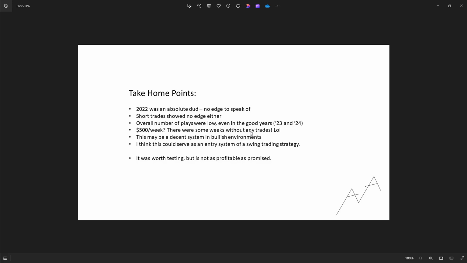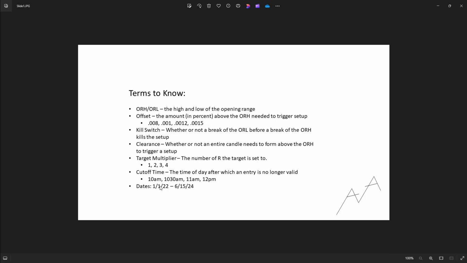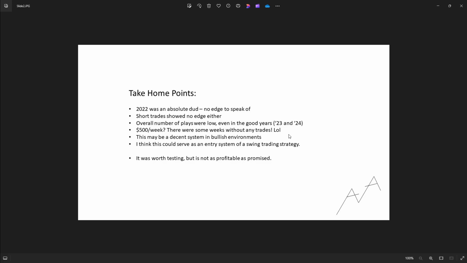And so I don't know. Your mileage may vary, but my thoughts are this may be a decent system in bullish environments. Although at that point, if you just want to go long in bullish environments, I think you could probably get easier than all of these criteria. You could just do opening range high breakouts, right? Just do that and have tight stops, and then hopefully let your winners run.